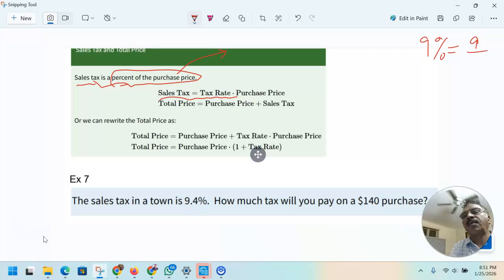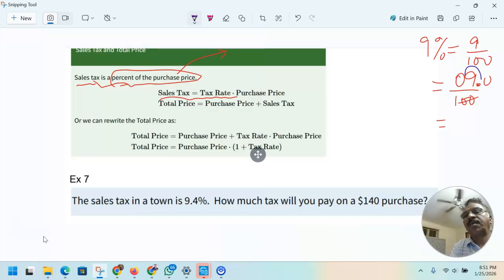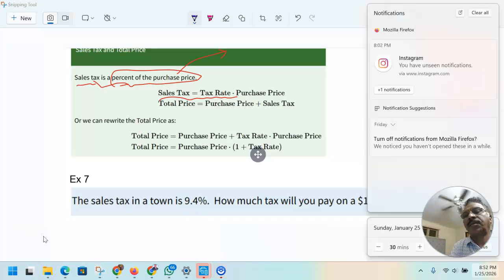Which we can write as 9 over 100. And it's almost the same thing writing this. So I can write the numerator like this, and when you take off the 2 zeros, the decimal moves 1 and 2 places. So it goes 0.09. That means I put an additional zero just before this, and you're done.